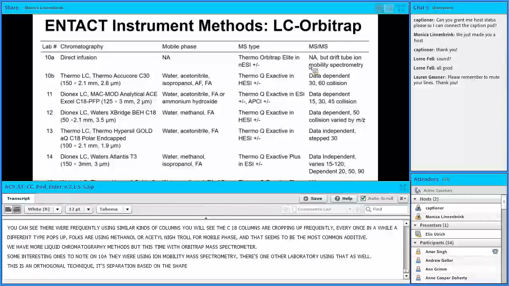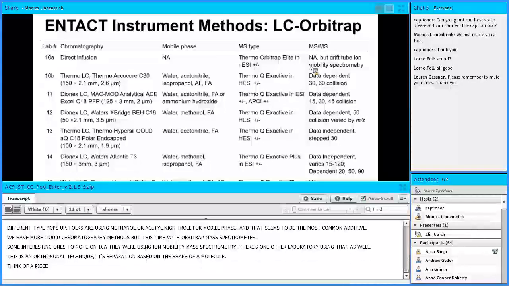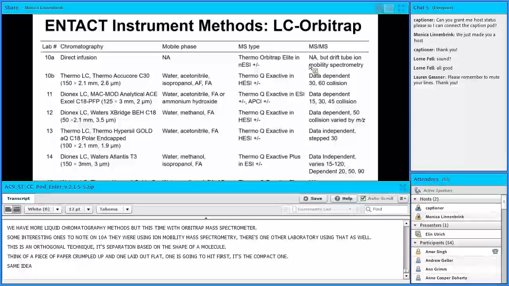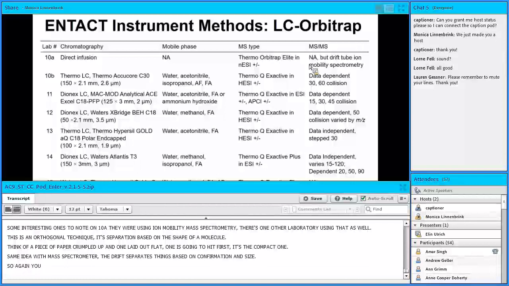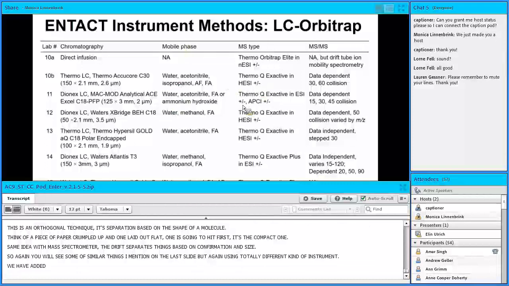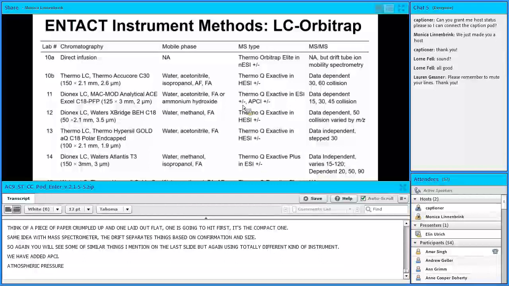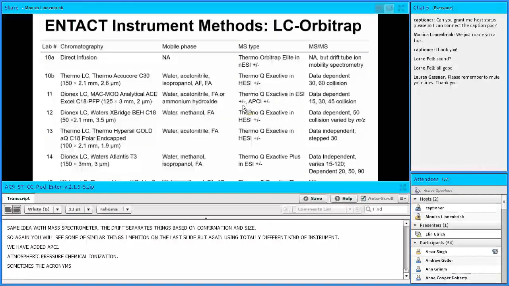So if you think of a piece of paper that you've crumpled up and a piece of paper that's laid out flat, if you drop both of them, one of them is going to get hit first, and it's the compact one. It's the same idea for the mass spectrometer, where the drift tube basically separates things based on their conformation and their size. So again, you'll see some of the similar things that I mentioned on the last slide, but again, we're using a totally different kind of instrument. Here we've also added APCI, atmospheric pressure chemical ionization. Sometimes the acronyms will get you. So again, just a good list of methods.